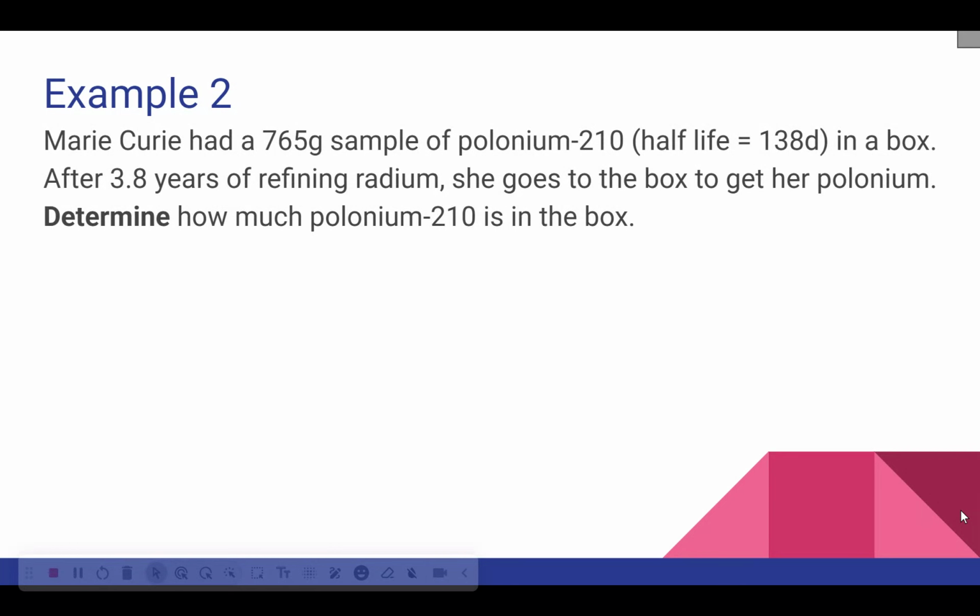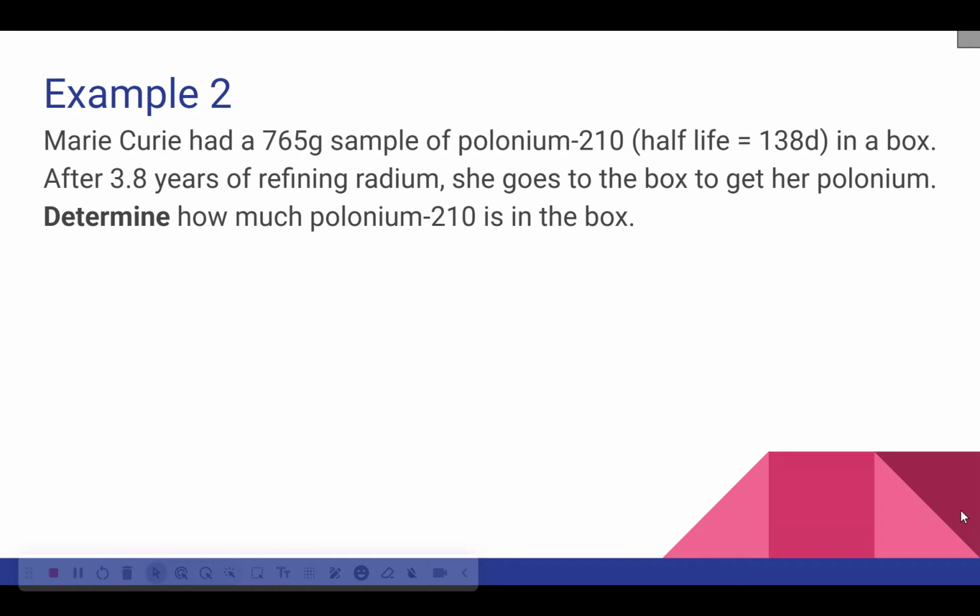So I tell you that Marie Curie is in her laboratory and she isolates a sample of polonium-210, which has a half-life of 138 days. It's relatively quick in human terms, not like microseconds or something, but still, 138 days isn't that long. The sample she's got is 765 grams of polonium-210. She puts it in a box, puts it off to the side, and forgets about it while she goes and does some refining of radium.